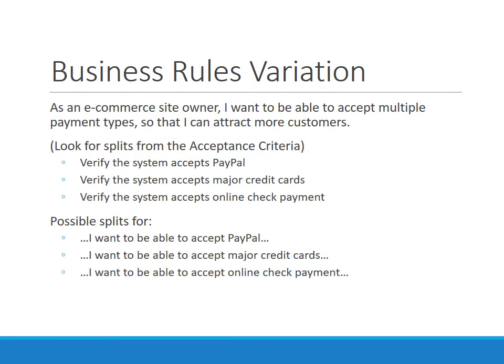Your business rules variation pattern is one that typically comes out of your acceptance criteria. So as an e-commerce site owner, I want to be able to accept multiple payment types so I can attract more customers. Your acceptance criteria might be that the system accepts PayPal, major credit cards, online check payment. But those could easily be pulled out as independent user stories where they also provide independent value. So this user story then becomes, as an e-commerce site owner, I want to be able to accept PayPal payments so that I can attract PayPal customers, and so on and so forth.